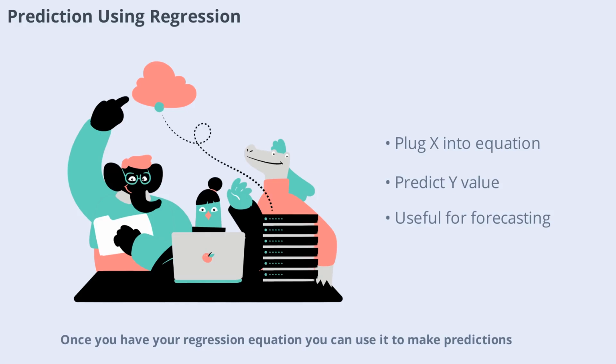Once you have your regression equation, you can use it to make predictions. By plugging in a value for the independent variable, you can estimate the expected value of the dependent variable. This predictive power is one of the main reasons regression is so widely used in fields like business, science, and engineering.